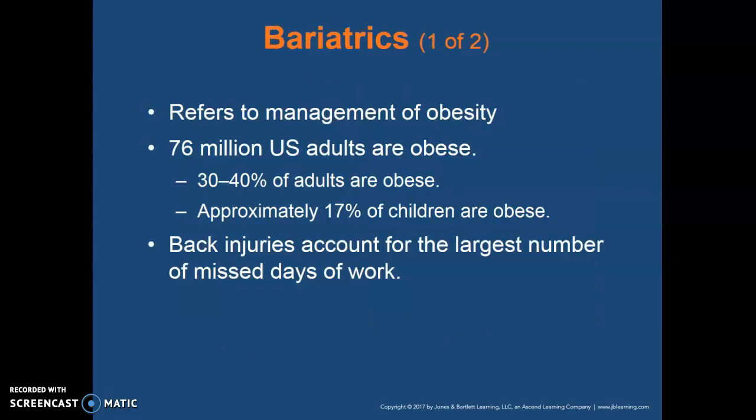I mentioned bariatrics earlier, but we'll go into it a little further here in the next two slides. This refers to the management of those people that are obese. Approximately 76 million adults in the US are considered obese at this time. 40% of those are aged 40 to 59, 30% are 20 to 39, 35% overall are 61 or older, and then 17% of children are obese.